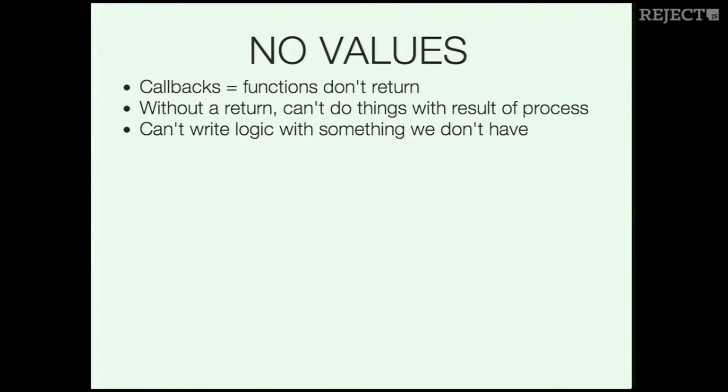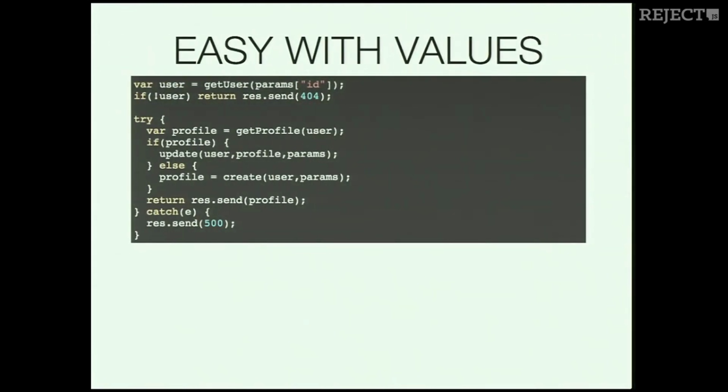And that's the problem with callbacks. It replaces values with flow control, as in we jump around the program. We don't have a value that we can use in our programs. It just doesn't exist yet. Everything's easy with values. So this is a synchronous version of our process. You can see it's just programming 101 stuff. It's really, really simple.